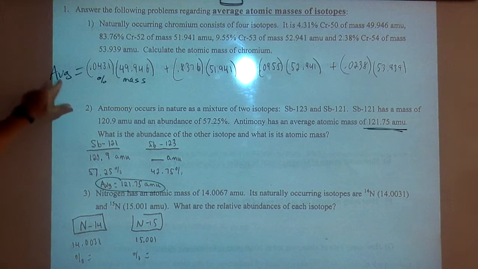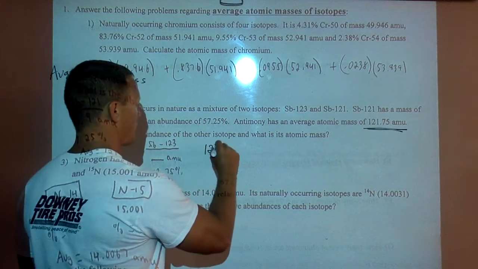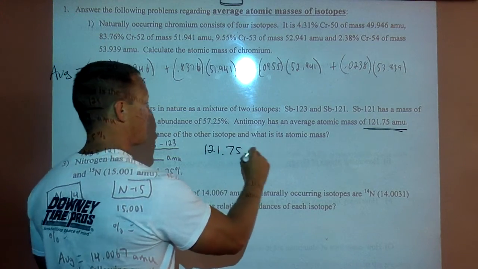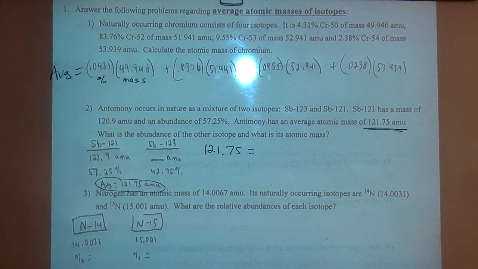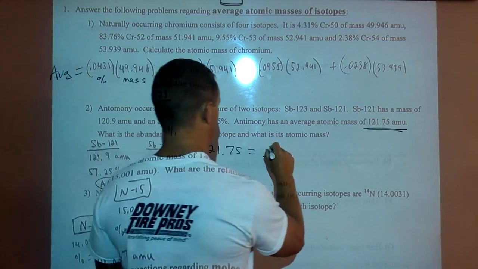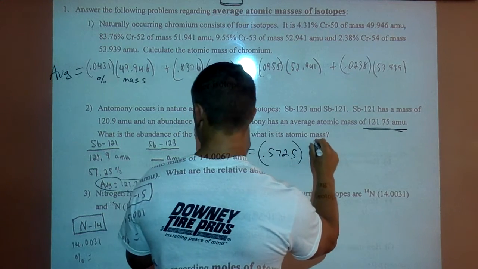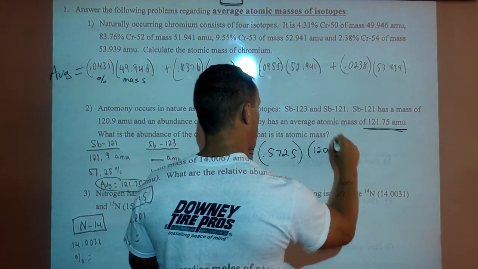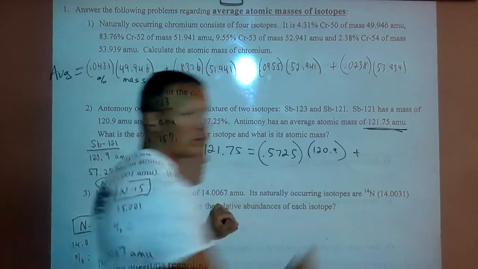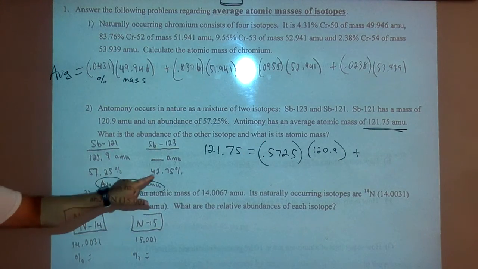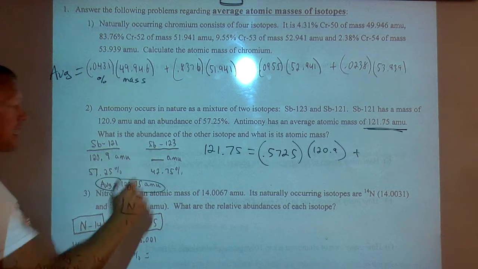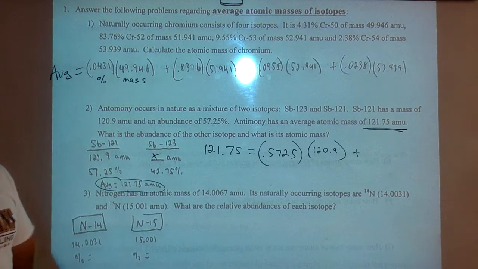So now I'm doing the same thing, but now I know the average. I can plug it into here. So I'm going to say, well, the average is 121.75 equals this percent times this mass, 0.5725 times 120.9 plus this percent times this mass. Let's just put an x in for that mass. We'll solve for x, figure out what that mass would be.